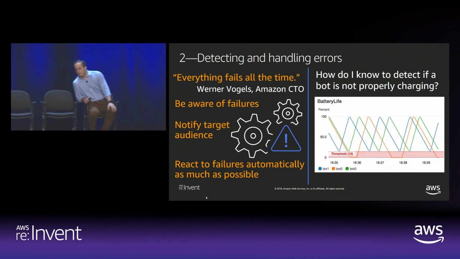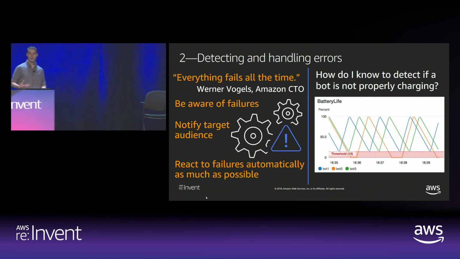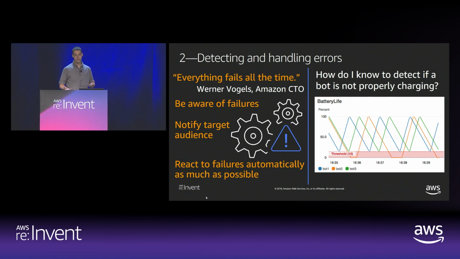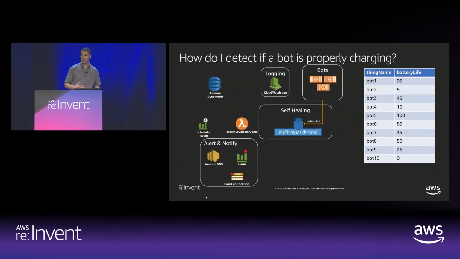Yeah, so with Acme bots, the key error scenario is: how do I detect the bot not charging properly? How do I ensure that if there's an error with the bot's charging, that we handle that? To do that, we're using scheduled events. So we have a scheduled event that's running every minute, running a lambda to search for low battery bots.